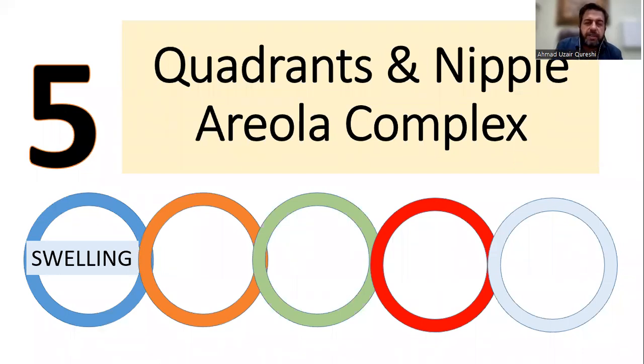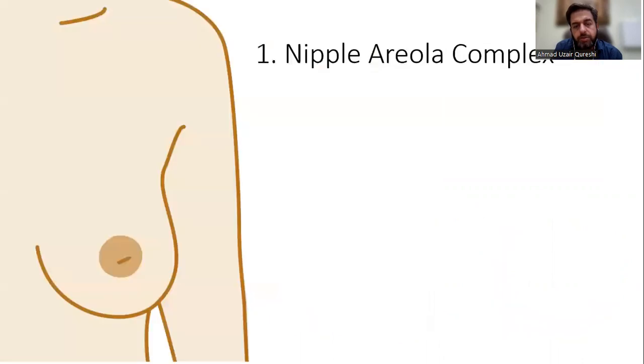So the first are five things that you need to inspect in a patient, where you're going to inspect upfront. The patient is sitting in the normal position or lying down. These are the five areas that we need to look after. The first thing of these is the nipple areolar complex. You need to inspect the nipple areolar complex on the normal side and the abnormal side, or vice versa.